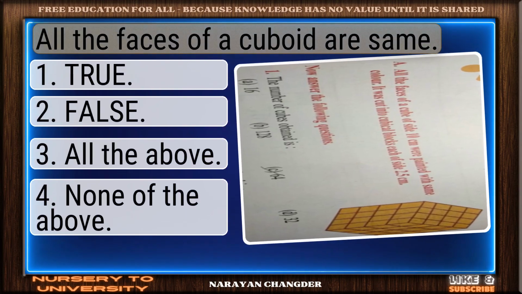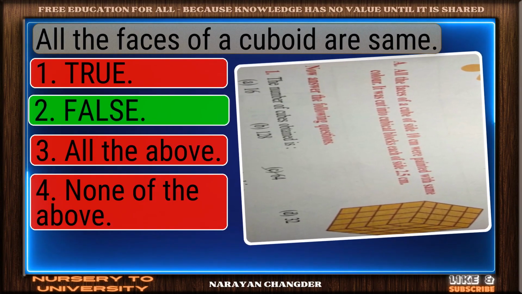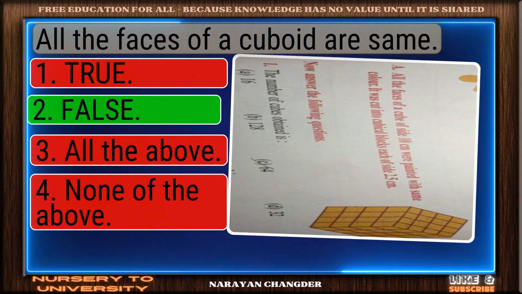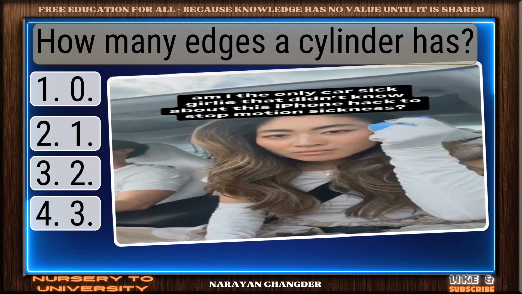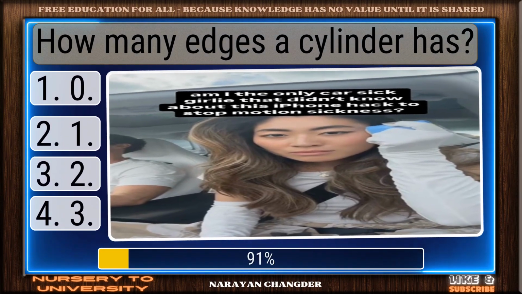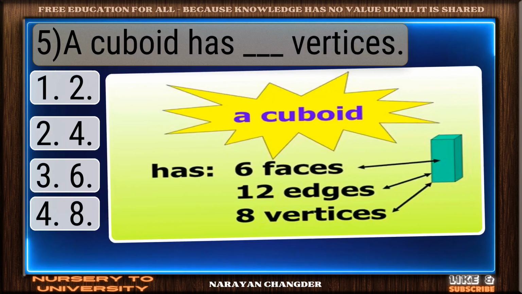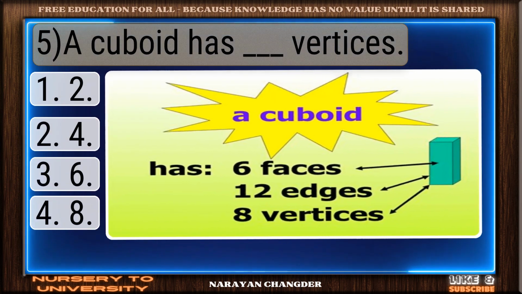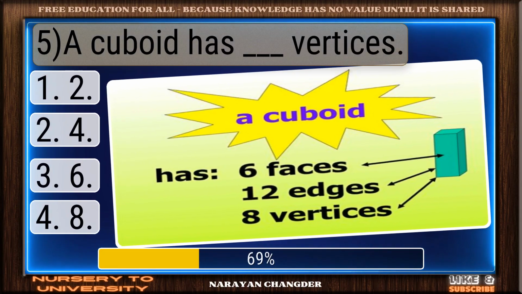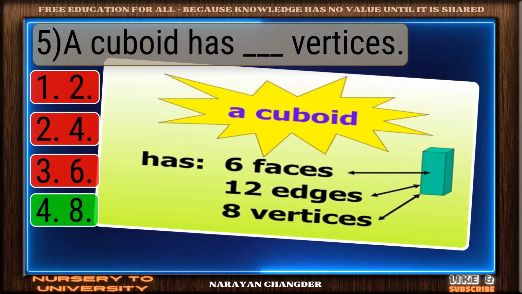All the faces of a cuboid are same. Great thinking. False is the right choice. How many edges a cylinder has? Right again. 2 is a valid answer. 5. A cuboid has dash of vertices. Right choice. 8 is the best answer.